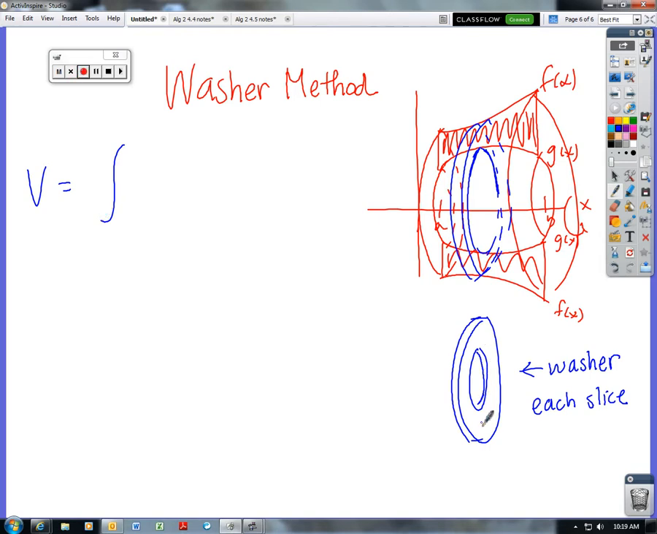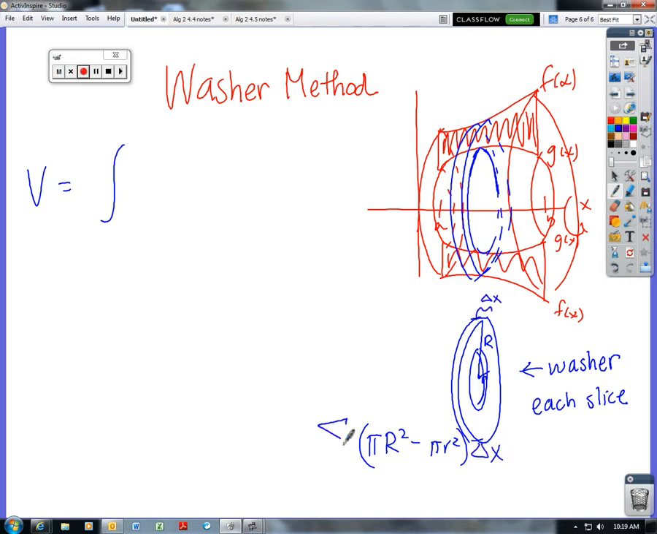So to get the volume, you would find the volume of the big cylinder minus the volume of the hole, or the little cylinder. So here's the big R for the big radius, and little r is going to be the radius of the little one, the hole. And so the volume of this washer is pi big R squared, which is the area of the big circle, minus pi little r squared, that's the area of the little circle, and then of course we have to multiply that by the thickness dx.